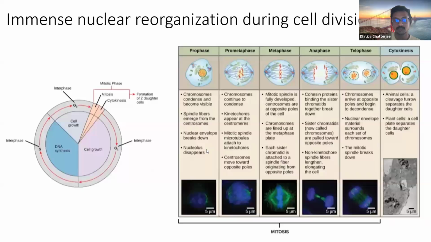The nuclear envelope breaks down, the nucleolus disappears, and the chromosomes, which means actually the chromatin, starts to considerably condense, irrespective of euchromatin and heterochromatin. The chromatin which belongs to one particular set of homologous chromosomes in diploid organisms starts to condense, and this condensation starts at the prophase and keeps on happening even in the prometaphase and in the metaphase.